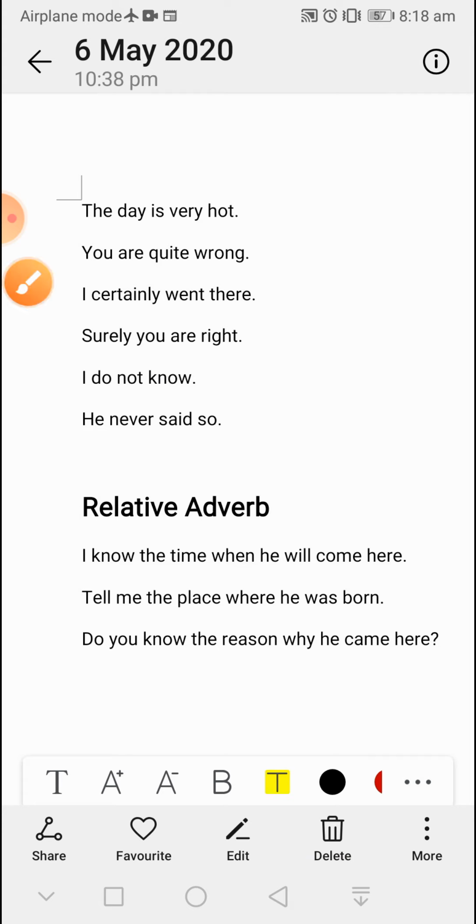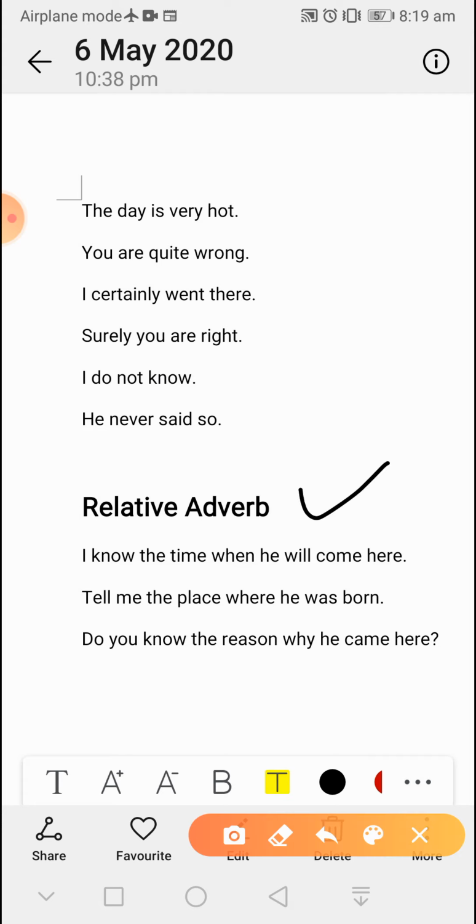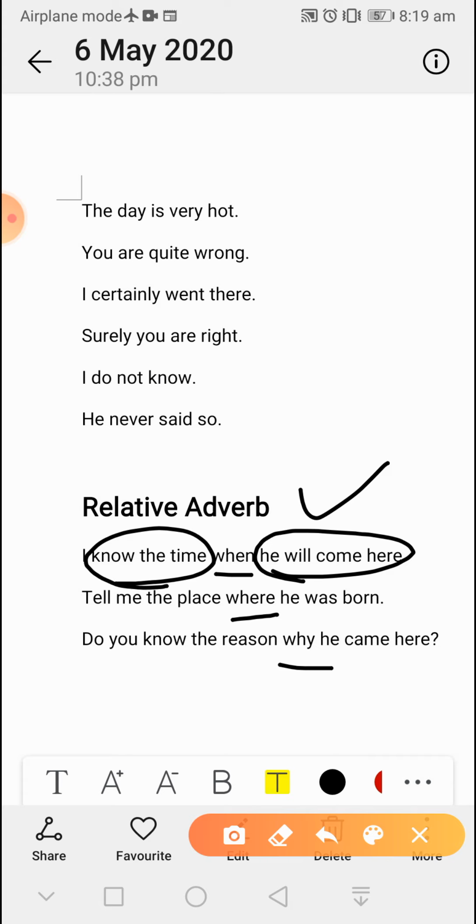Now let us talk about relative adverbs. What is the function of a relative adverb? A relative adverb joins two sentences. See, I know the time. He will come here. These are two different sentences, but they are joined by when. A relative adverb always comes between two complete sentences and joins them.